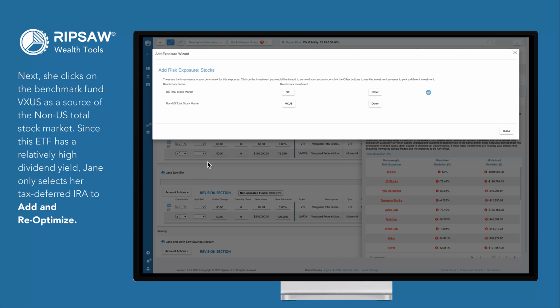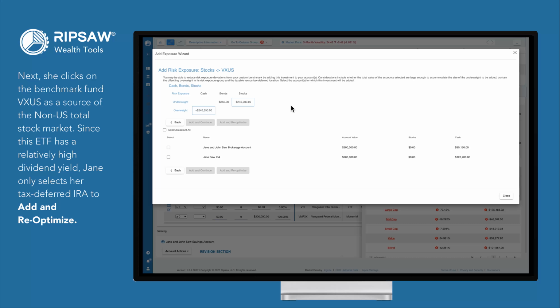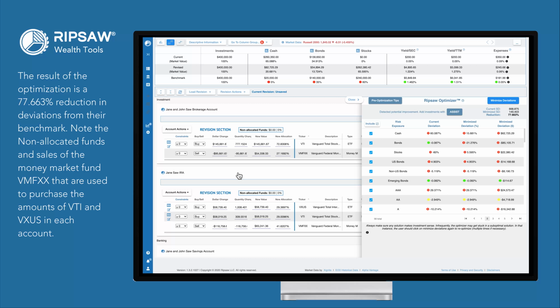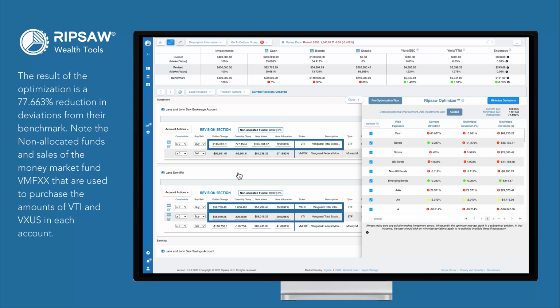Next, she clicks on the benchmark fund VXUS as a source of the non-US total stock market. Since this ETF has a relatively high dividend yield, Jane only selects her tax-deferred IRA to add and re-optimize. The result of the optimization is a 77.663% reduction in deviations from their benchmark. Note the non-allocated funds and sales of the money market fund VMFXX that are used to purchase the amounts of VTI and VXUS in each account.